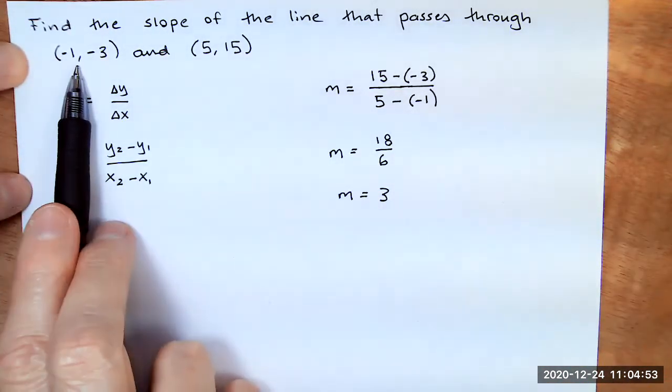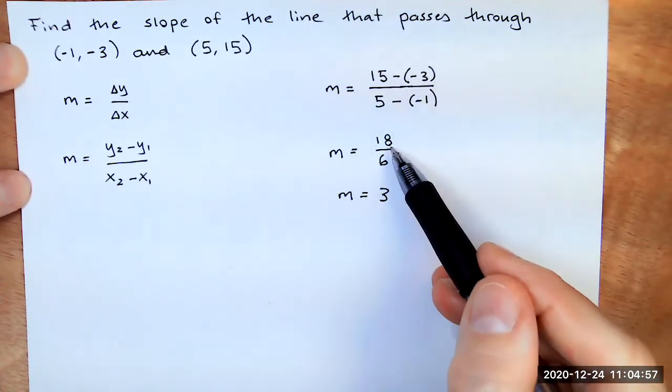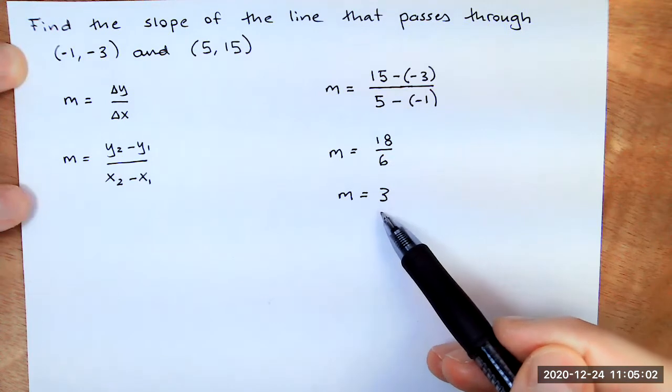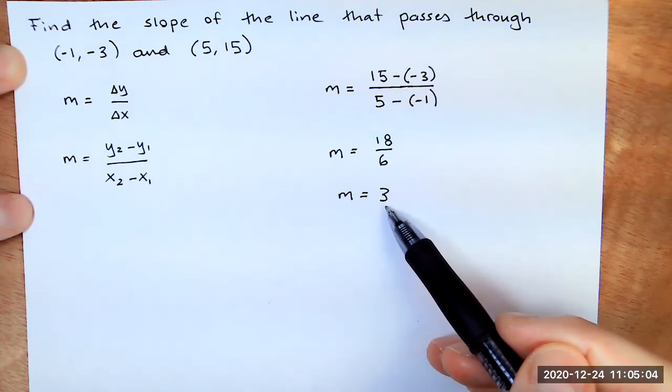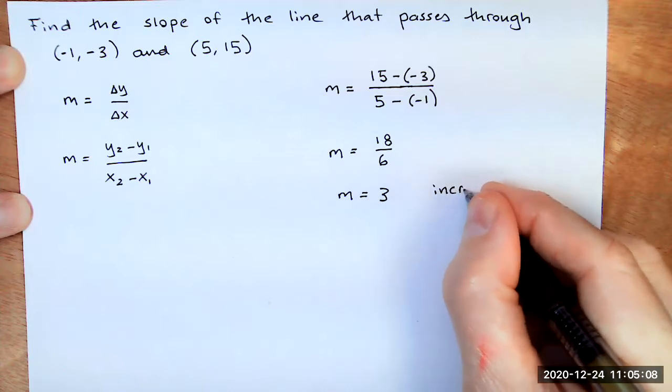All right, so I called this one x1, y1. So it's 15 minus -3, which is 18, over 15 minus -1, which is 6. So the slope is 3. That's positive, so that makes this an increasing function.